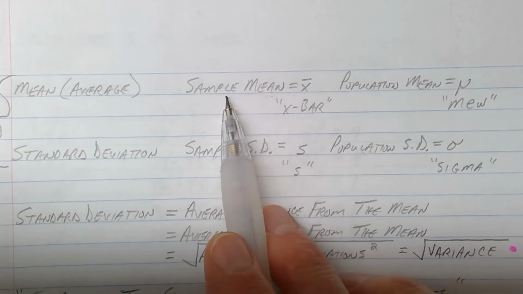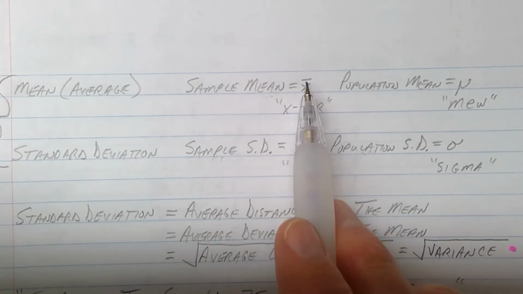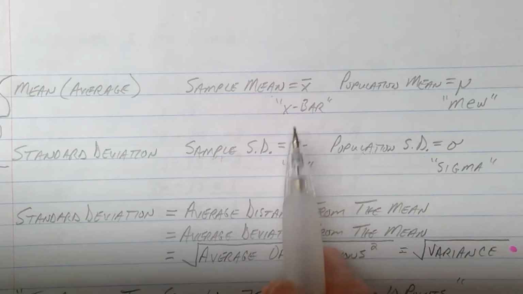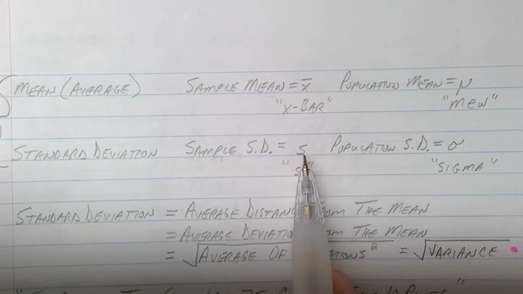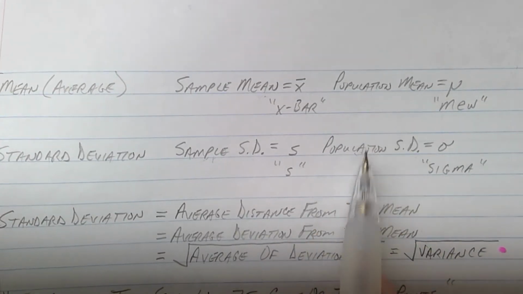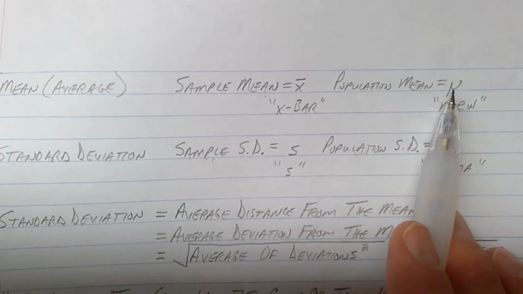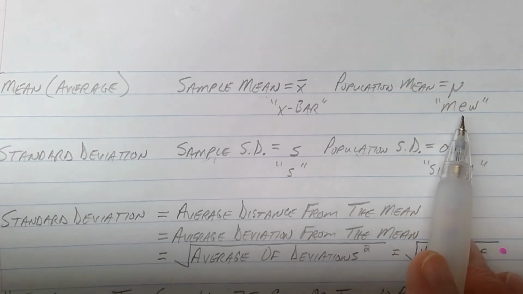Symbols for your sample average, your sample mean, is x bar, just a lowercase x with a bar over it. We say it just like that. Your sample standard deviation is a lowercase s for standard deviation, and we just say s. If you're talking about population, like all the Black Angus cows in the world, the average of that is called mu. It looks kind of like a U with a tail down the left. It's spelled M-U, but it sounds like mu.